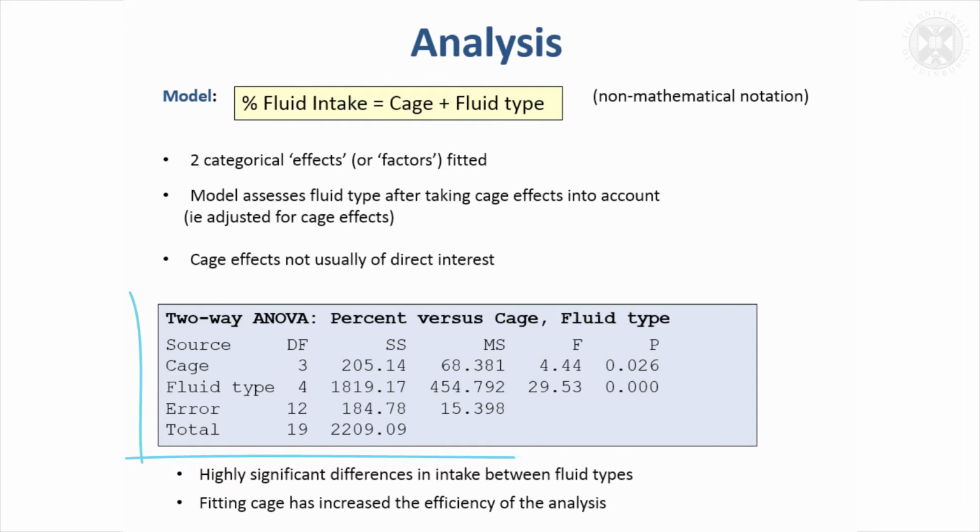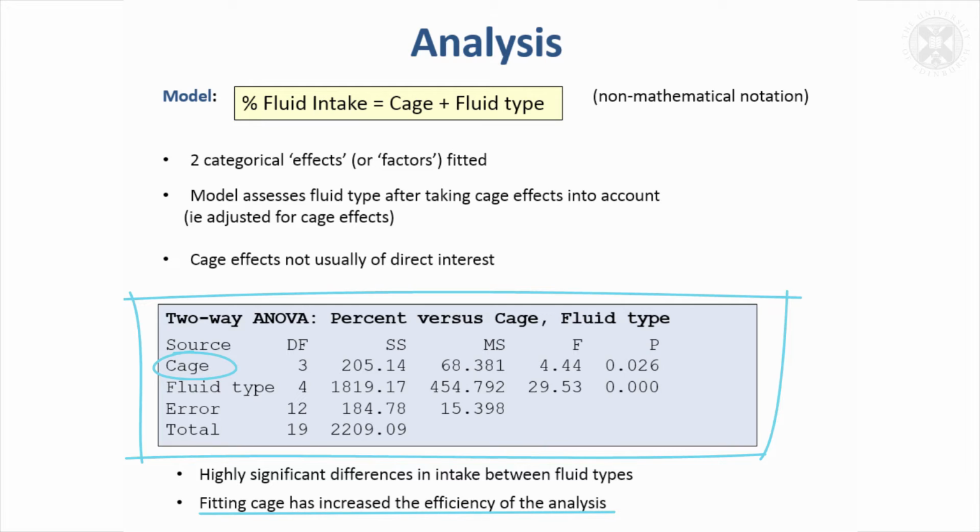We fitted 2 things in the model, so our analysis of variance table has 2 rows, and we're interested in the p-values at the end. We're particularly interested in the fluid type, which is highly significant. So there are highly significant differences in the preferences of the mice for different fluid types. But it's interesting to see that the cage effect is also significant, and so that is going to have made the model more efficient compared to if we had just completely ignored the fact that the same mice are in the same cages throughout the experiment.